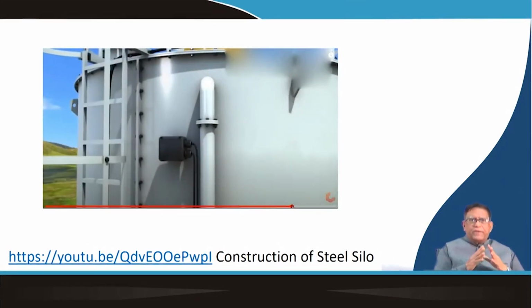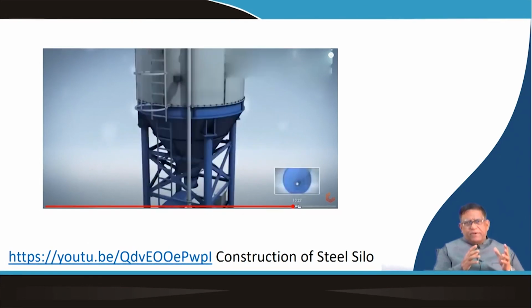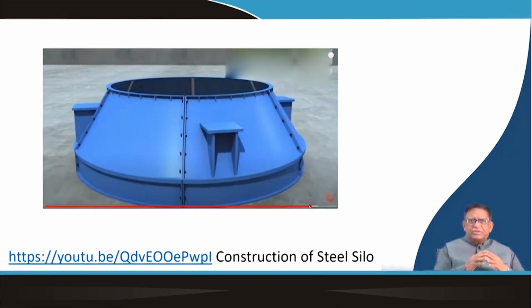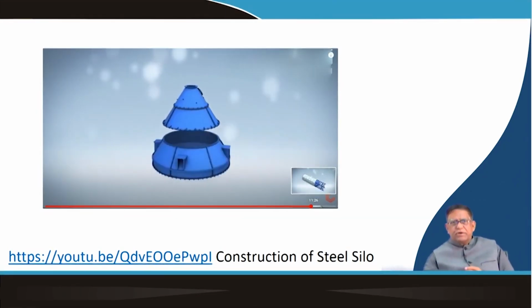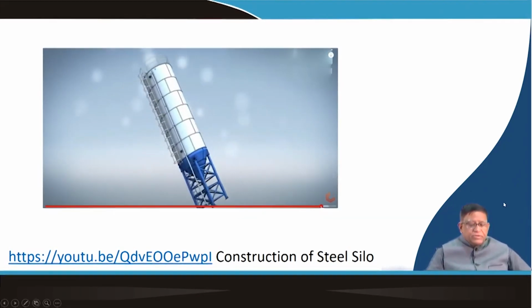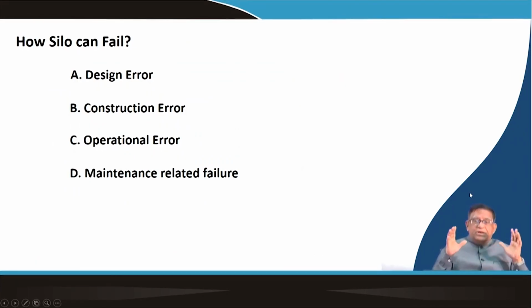So, when we talk of a steel silo, these are of different capacities, up to 500 ton in the agricultural sector, and they are very much used for different purposes. Now, we have seen that there are reinforced concrete silos and steel silos, but they have a lot of potential to fail. Fail means they do not deliver the desired service, and this can be due to design error, construction error, operational error, or maintenance related failure.